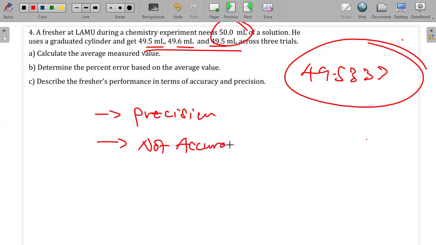And the story ends there. The fresher was simply not accurate because he's new. Come on, how can he be accurate? He doesn't even know what he's doing.